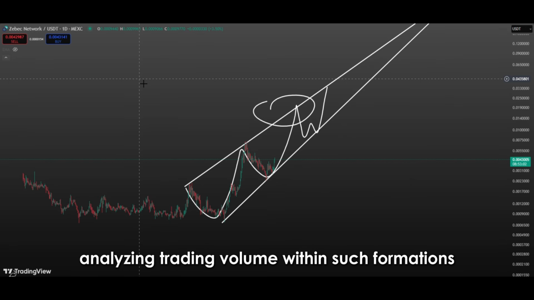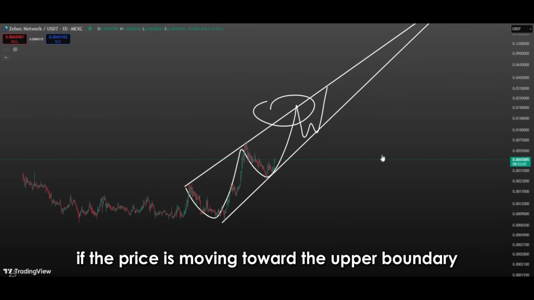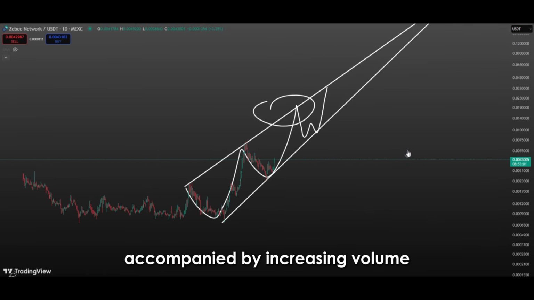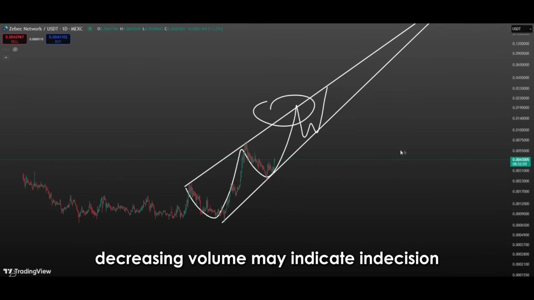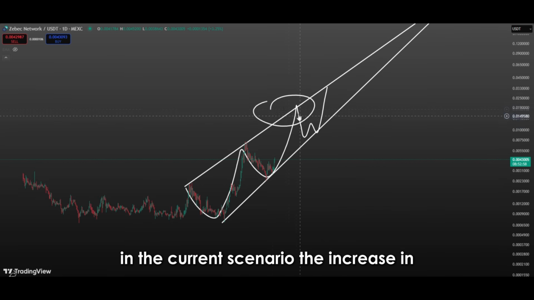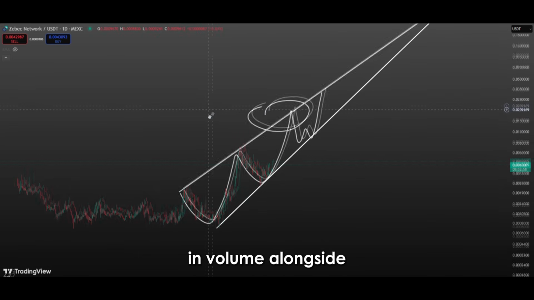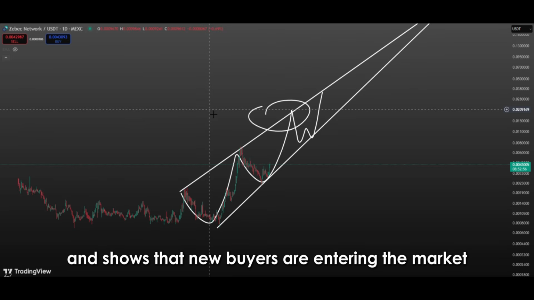Moreover, analyzing trading volume within such formations holds considerable importance. If the price is moving toward the upper boundary accompanied by increasing volume, this is interpreted as a strong signal in favor of a breakout. Conversely, decreasing volume may indicate indecision or a wait-and-see approach before the breakout. In the current scenario, the increase in trading volume alongside the upward movement suggests growing market expectations for a breakout and shows that new buyers are entering the market.